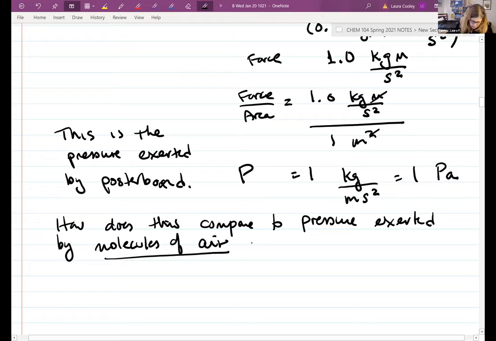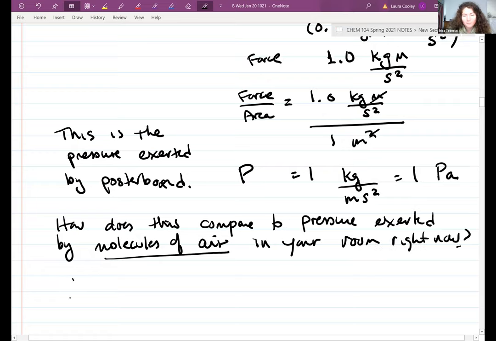By the molecules of air in your room right now. You think it's greater? You think it's smaller? That's interesting. What just happened?